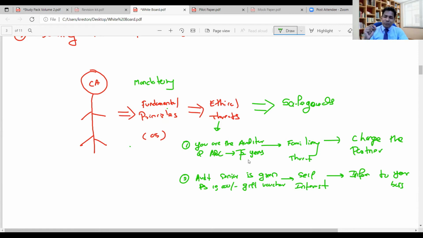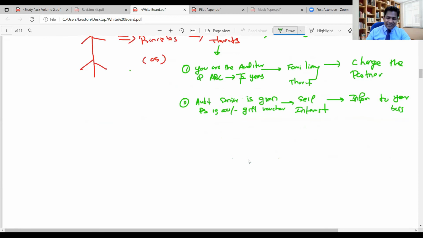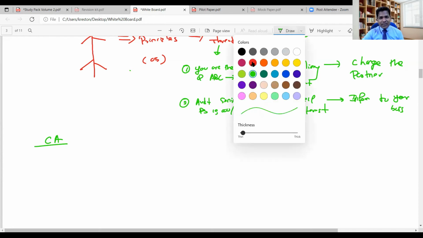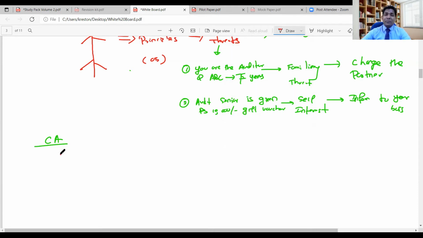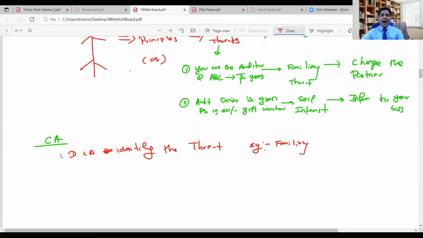So basically, when dealing with ethical threats, chartered accountants mainly apply a 3-step model. Sorry, a 4-step model. There is another theory we'll discuss later for the examination. In practical circumstances, the chartered accountant first identifies the threat. For example, let's say familiarity. So you identify the threat.